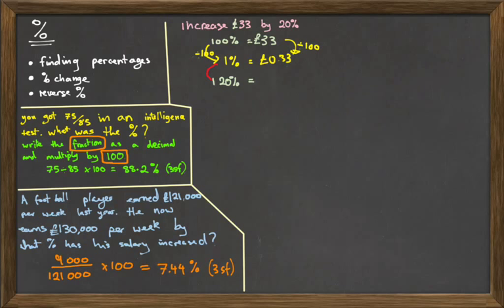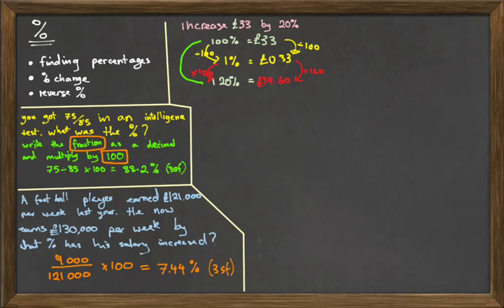Okay, how do I get from 1% to 120%? Well, I just multiply by 120. If you do that to both sides, you'll find that 120% is equal to £39.60. 0.33 times 120 is £39.60. This is my preferred method for anyone watching this video.